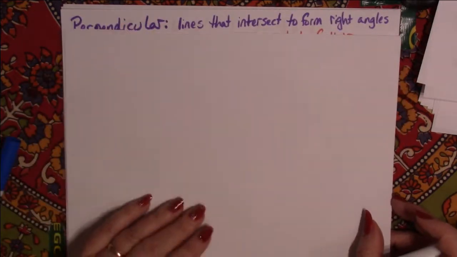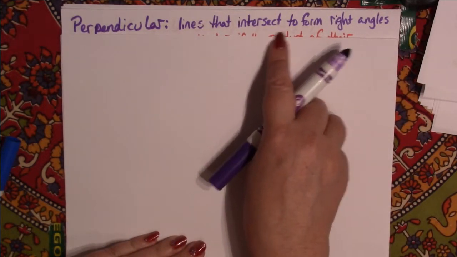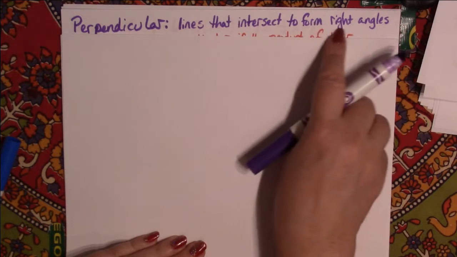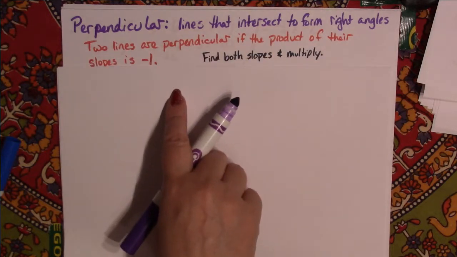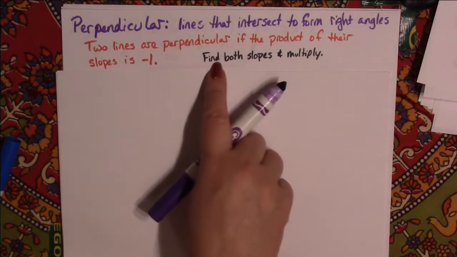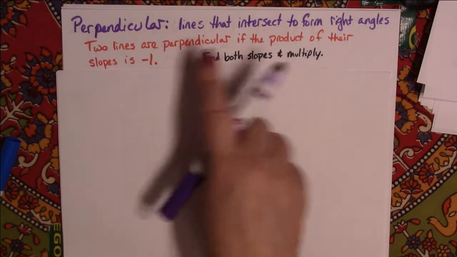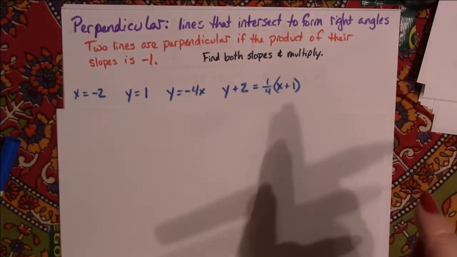Next, we look at perpendicular. Perpendicular lines are lines that intersect to form right angles. Intersect means they cross, and right angle means 90 degrees. Two lines are perpendicular if the product of their slopes is -1. That means you find both the slopes and you multiply them together, and the answer should be -1. If it's not, they are not perpendicular.